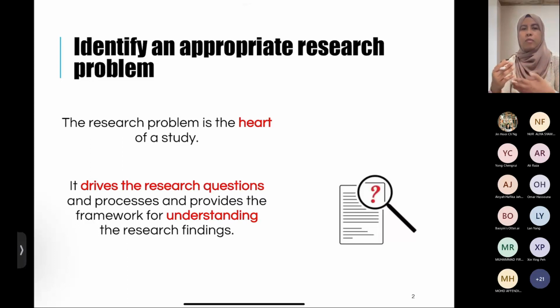Okay, so to highlight that, you need to do a background check first. The research problem is the one that drives the research question. So your research question will be formulated from the problem that you have identified, and that's how you will frame your research later on. So framing the framework of your research relies on the understanding of the research problem. So be careful with that.